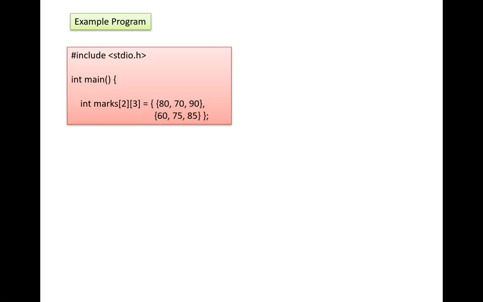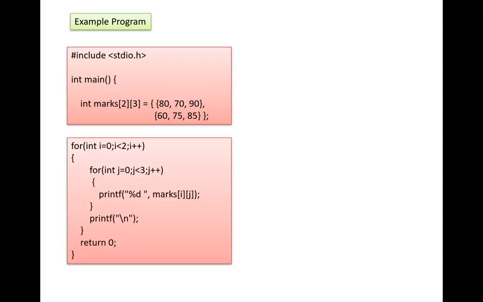Let us move into a simple example. So this is my example where the name of the array is marks. The data type of the array is integer. There are 2 rows and 3 columns. What are the contents inside the 2 rows and 3 columns? 80, 70, 90, 60, 75, 85 are the contents residing inside the two-dimensional array. So you can imagine this in the form of a matrix or just a table-like structure, a simple grid-like structure. So I'm trying to print these values.